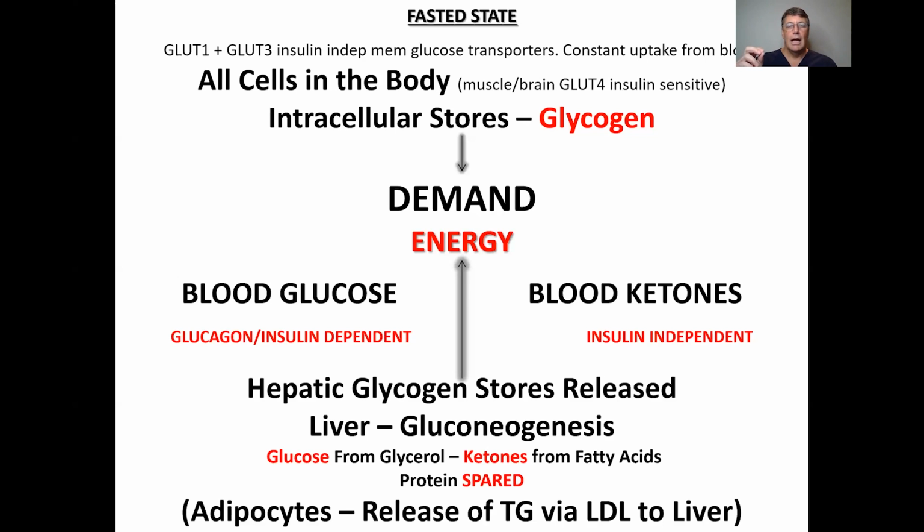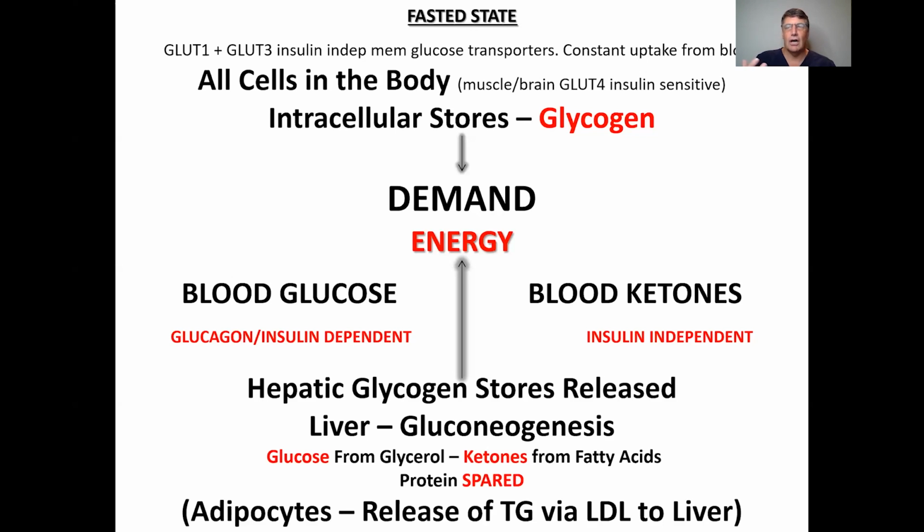So when there's an energy demand by these cells in a fasted state, the liver is the primary metabolic resource that provides that energy. And at first, the liver releases its stored glycogen. The liver has a large capacity, about 400 to 600 grams of sugar can be stored in the liver as glycogen, and that's rapidly released into the bloodstream. But then the liver also can produce sugar at a fairly rapid rate, and that is called gluconeogenesis when it is produced from other sources.